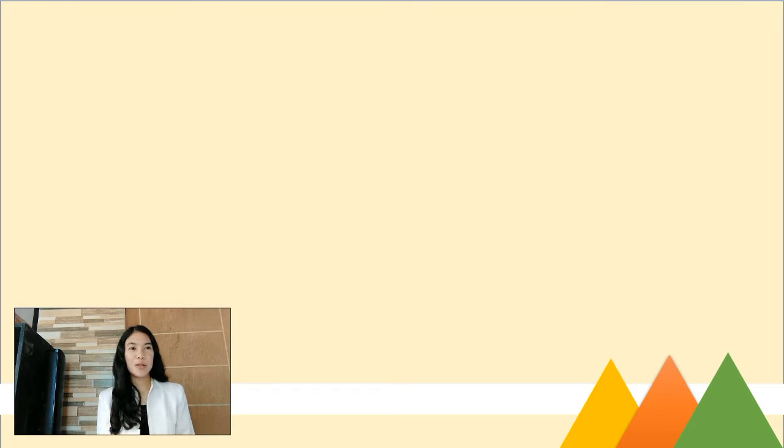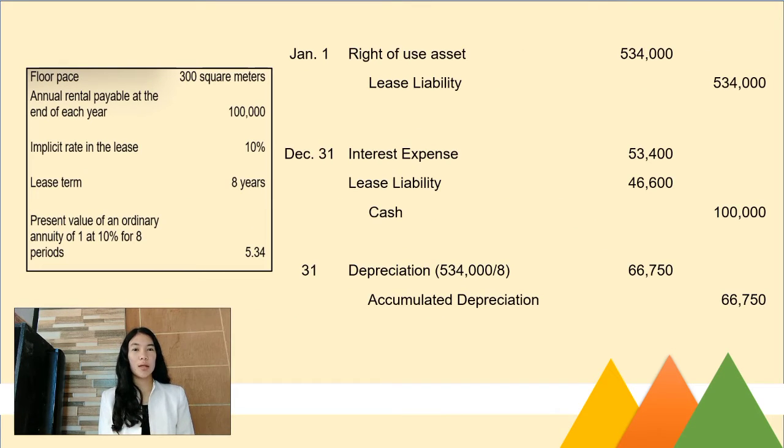We prepare also the journal entries for 2021. On January 1, we debit right of use asset amounting to 534,000. Then we credit lease liability amounting to 534,000. So Nicole, paano ba nakuha yung 534,000? We simply multiply our annual rental payable at the end of each year, which is the 100,000, by the present value of an ordinary annuity of 1 at 10% for 8 periods, which is the 5.34.